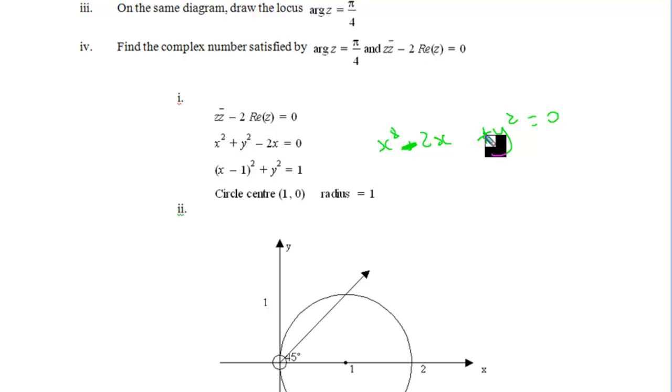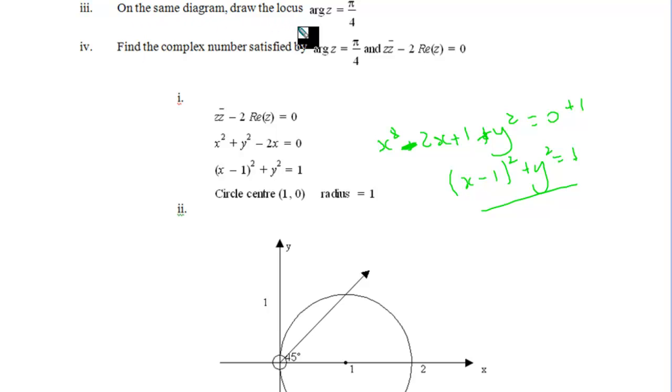To get what this looks like, we need to complete the square, so we add 1 there: x minus 1 all squared plus y squared equals 1. That's a circle, center (1, 0) with a radius of 1. So that's what our sketch would look like, that circle there. Hopefully you're happy with that.